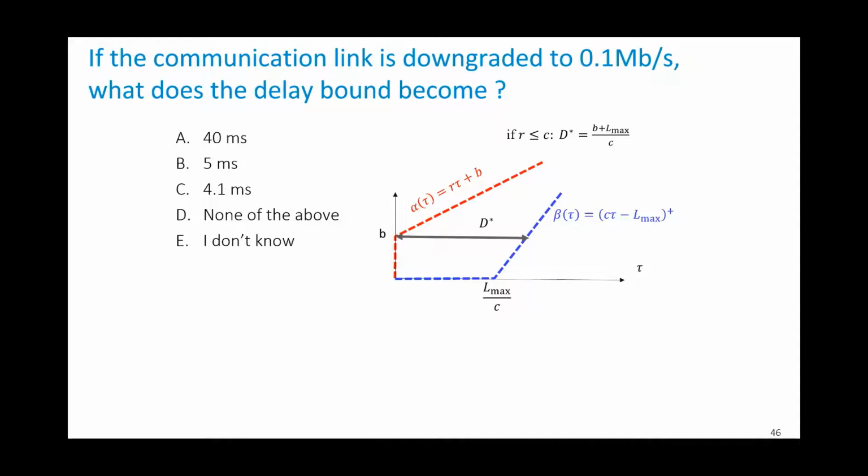Okay, let's do it again. We downgrade now to 0.1. So this, which was 1 originally, then became 10, now becomes 0.1. So we divide by 10. What happens to the delay?